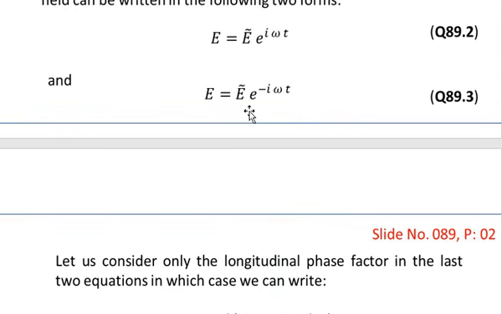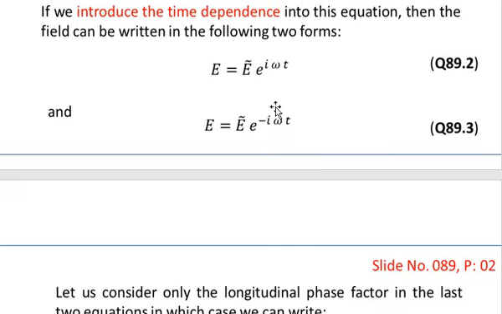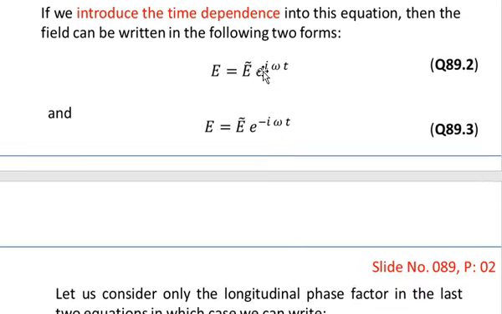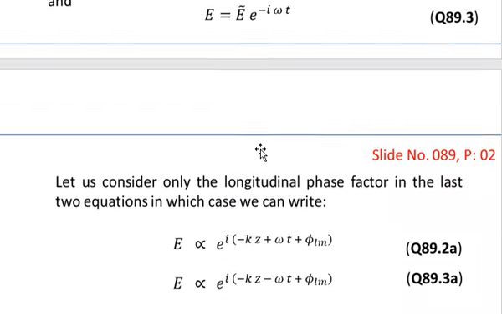Similarly for equation 3, where we have written E is equal to E prime e to the power minus omega t, this is the traveling wave which travels in the negative z direction. So now we have understood that if there is a positive iota omega t, the wave will travel along the positive direction. And if there is a minus omega t, as shown in equation number 3, the wave will travel along the negative z direction. So these two are traveling waves. One is traveling along the positive z direction, the other is traveling along the negative z direction.